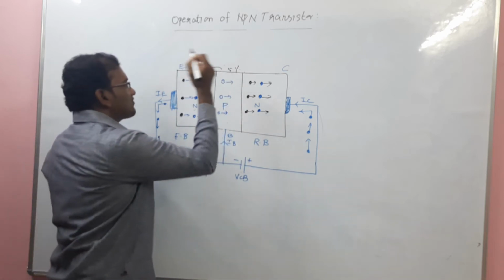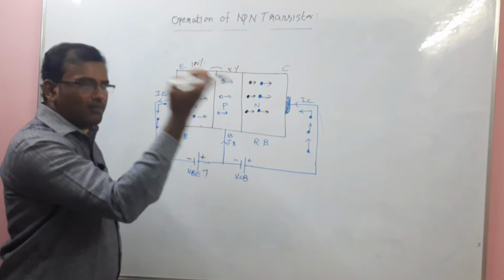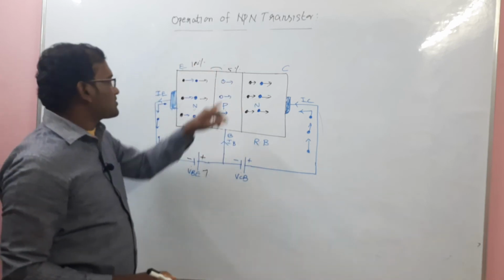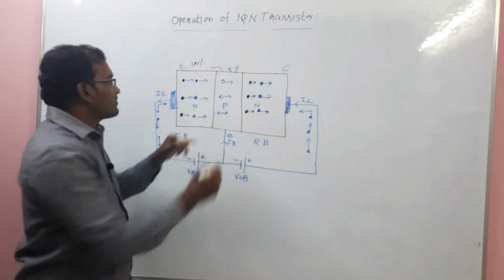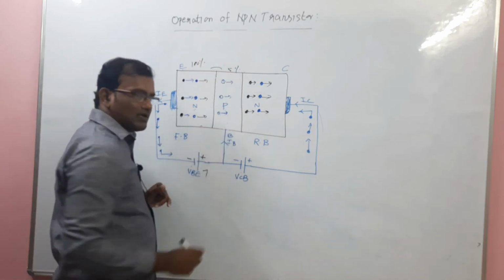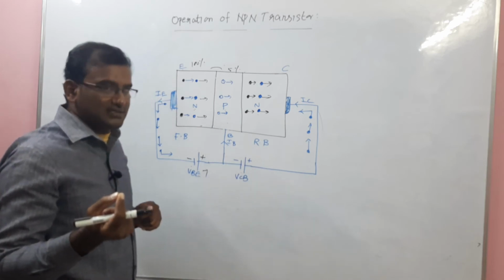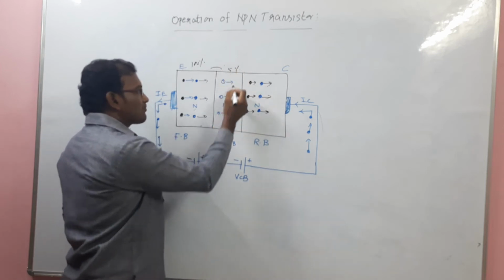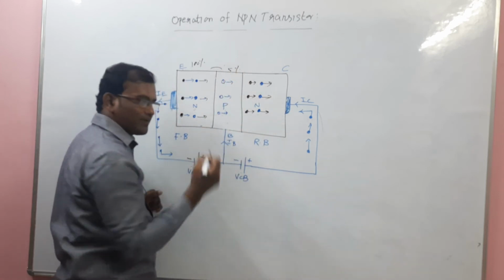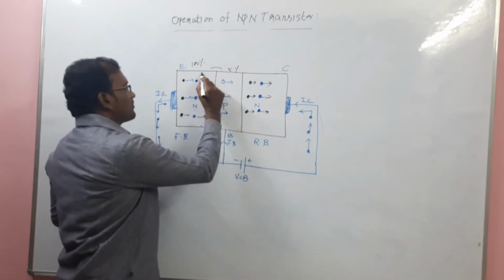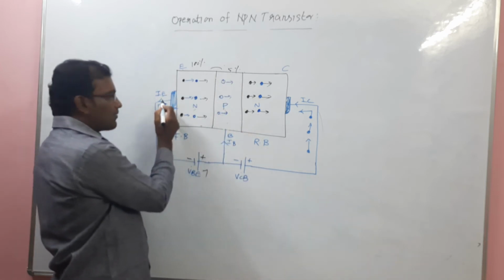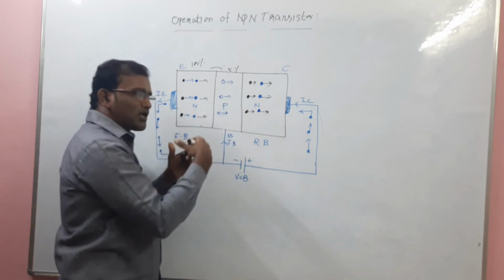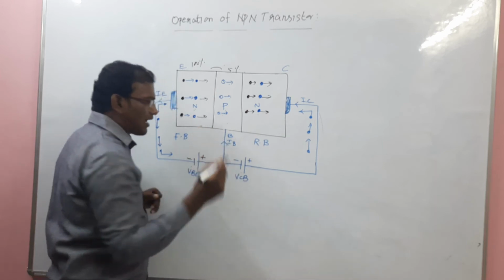Among the 100% of electrons, 5% recombine with holes. These 5% of electrons coming from the emitter collide with holes, and that constitutes the base current, IB. The electrons crossing from the emitter to the base constitute the emitter current, IE, whereas wherever electrons and holes recombine, it constitutes IB.